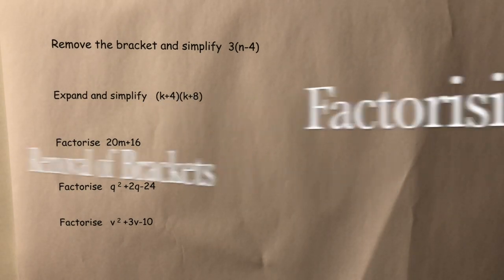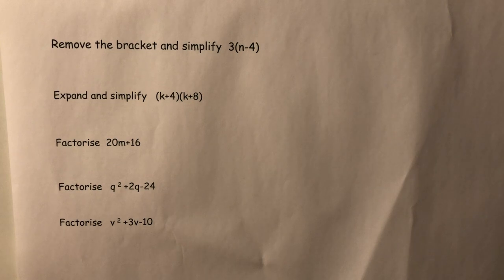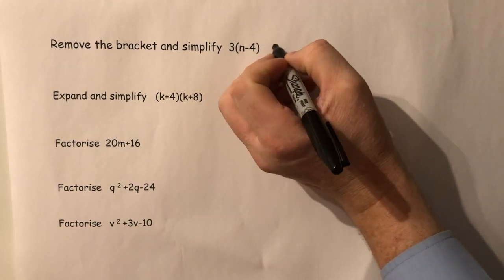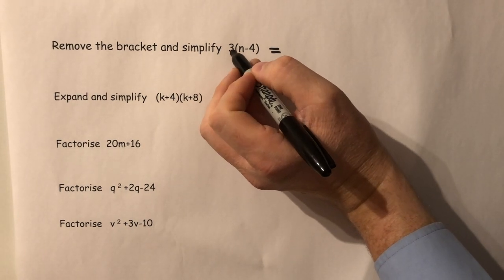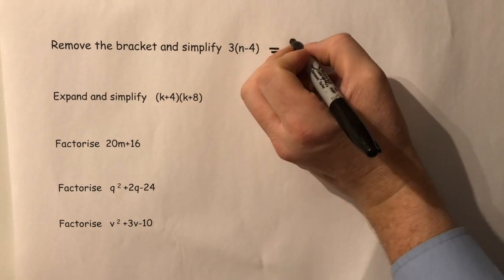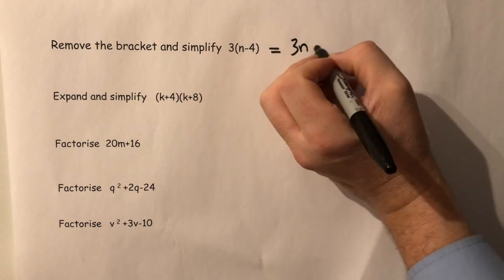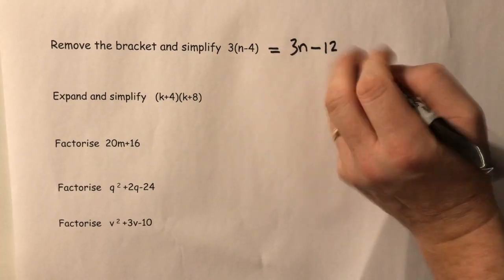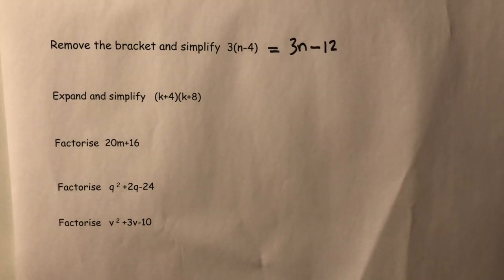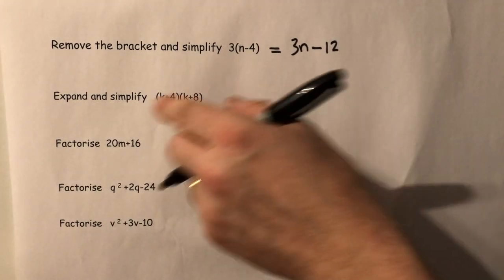This is for the removal of brackets and factorisation. To remove the single bracket, I need to times everything in that bracket by that outside, which is 3. 3 times the n is 3n, minus sign, so minus, and 3 times the 4 is 12. Question finished.